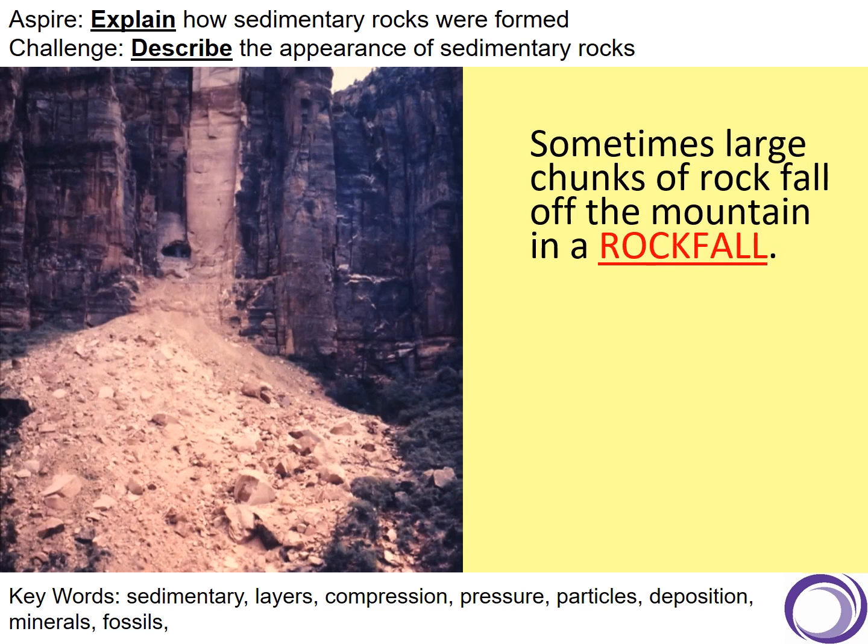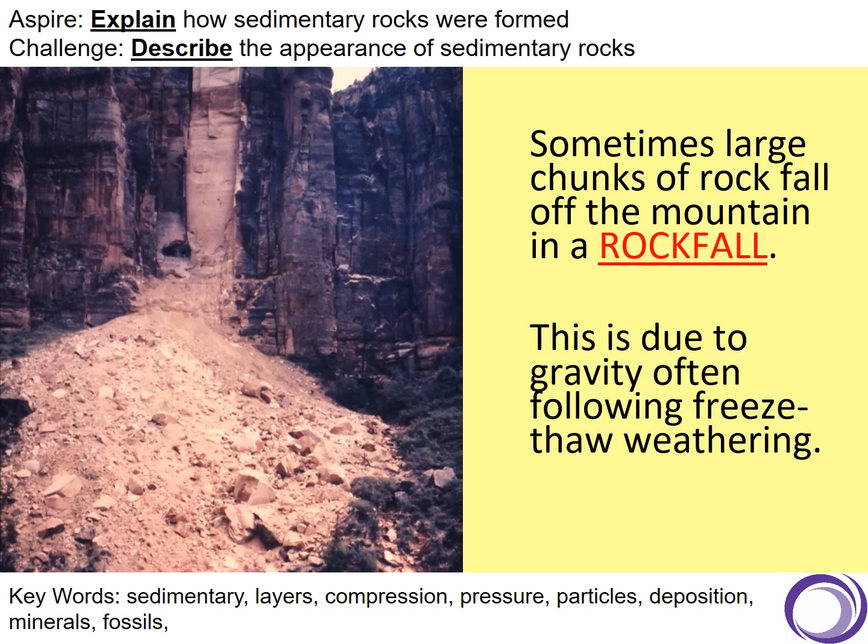Well, in some cases, large chunks of rock fall off mountains. This is known as a rockfall, and you can see an example of a picture there to the left-hand side. It's really due to gravity working on rocks that have already been loosened and broken off from the main part of the rock through methods like freeze-thaw weathering.